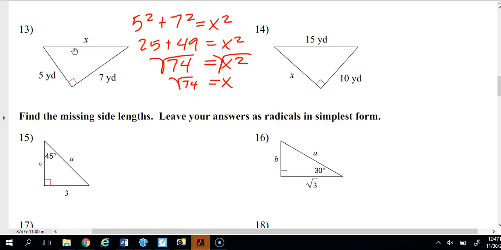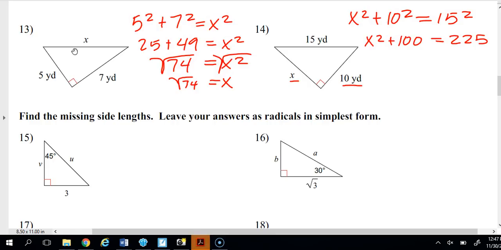So for number 14, again, we got our leg and our leg, so we've got x squared plus 10 squared equals 15 squared. So we have x squared plus 100 equals 225. If we subtract 100 from both sides, we get x squared equals 115. And when we take the square root of both of these, we get that x equals the square root of 115.